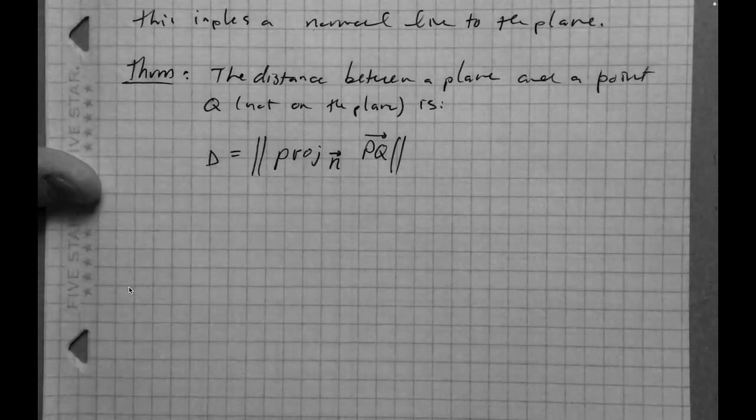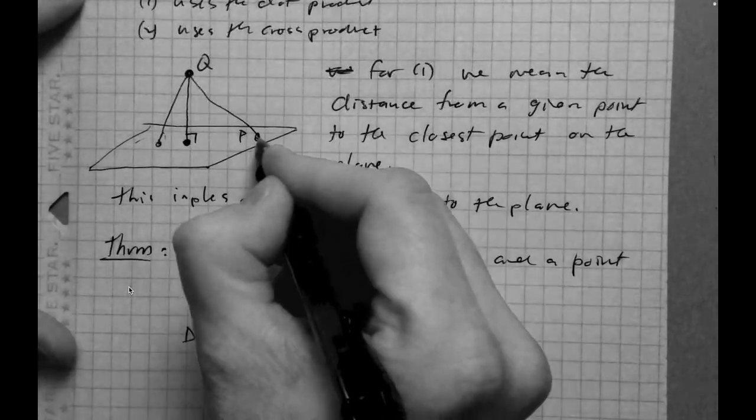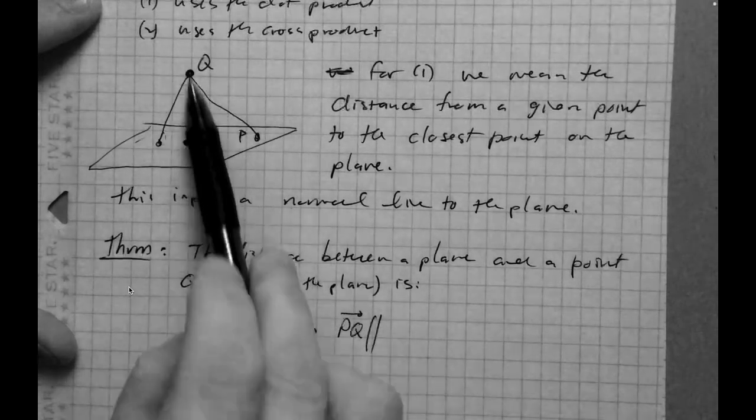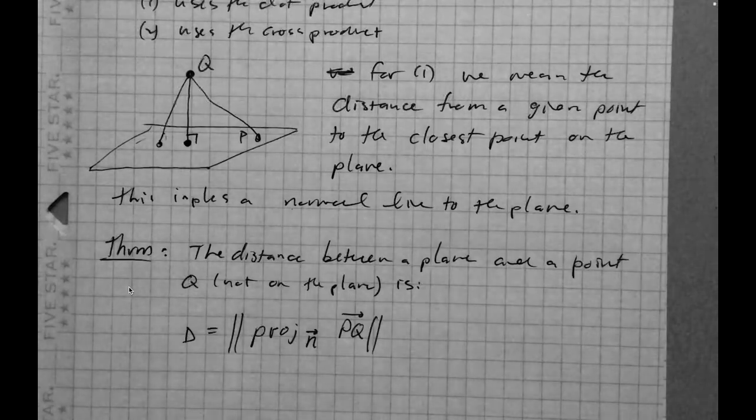Okay. Right, so if this is P over here, and this is Q, then what we need to do is project PQ onto this normal vector. And that's going to be the distance between the point and the plane. Okay.